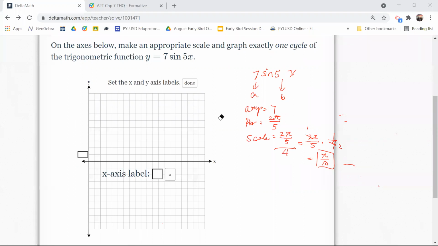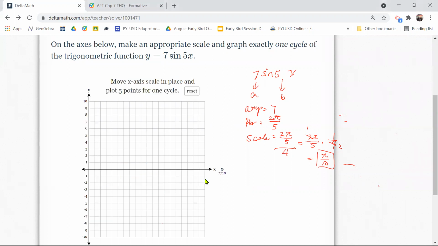Okay, now let me put my scales in. So pi over 10, pi over 10. And what is my y scale? Done. I'm ready to grab my scale. I want it to be right there. Okay, this is a sine graph. So sine starts from the middle. And we're going to go to the 7. So 7 is my high. That's my max.